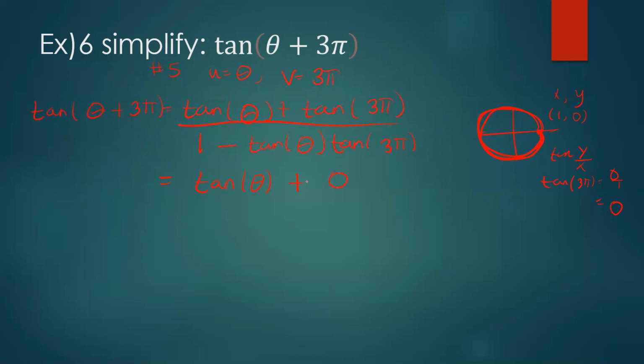So this is going to be 0, divided by, or all over, 1 minus tan of theta, and then times tan of 3 pi, which is 0. So this simplifies as, on the top, tan theta, right? And then on the bottom, you have 1 minus 0. That's just going to be 1. So your final answer is going to be tan of theta.